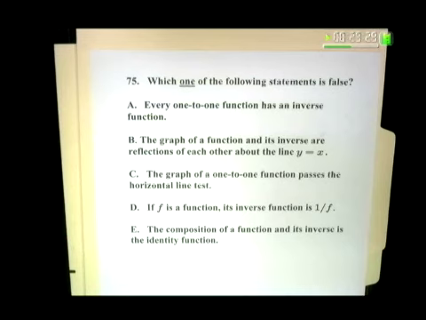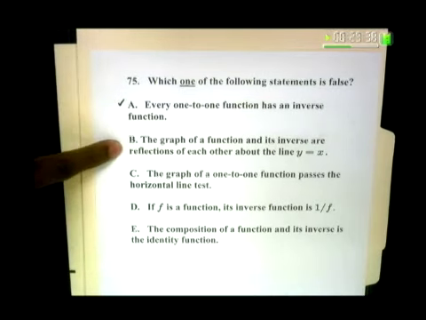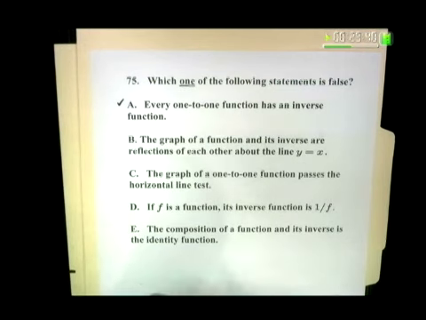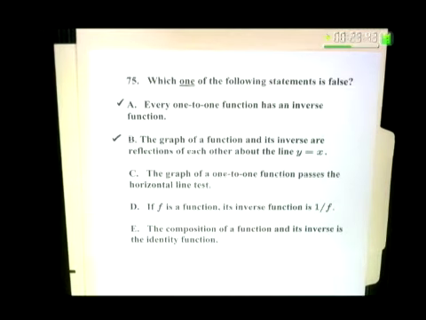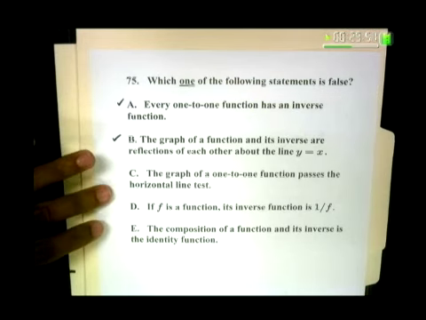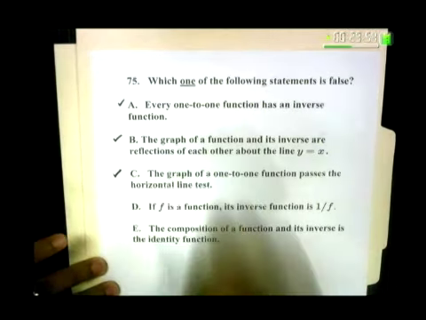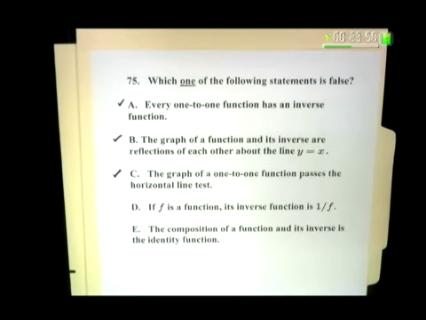So any one-to-one function has an inverse. So that's true. The graph of a function and its inverse are reflections of each other about the line y equals x. That's true. You may or may not have covered that in class, but if you look at the graphs of the function and its inverse, they are reflections of each other. The graph of a one-to-one function passes the horizontal line test. Remember, we use the vertical line test to see if a relationship is a function, and horizontal for one-to-one.